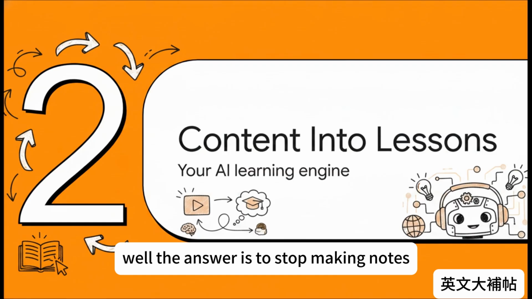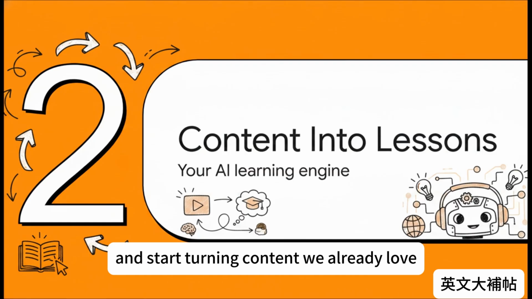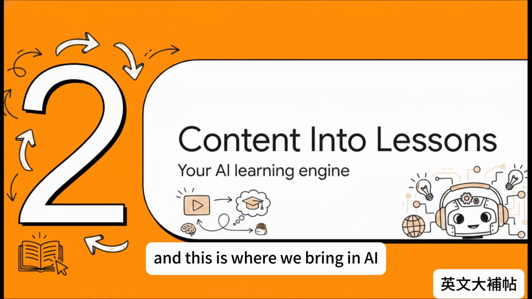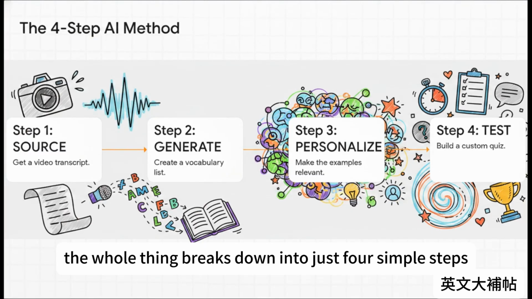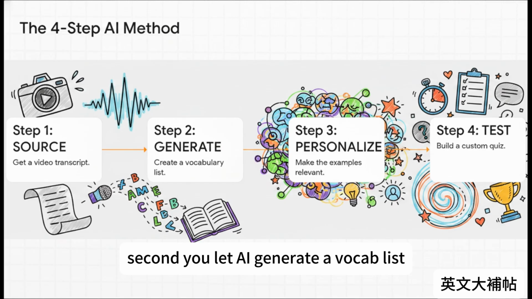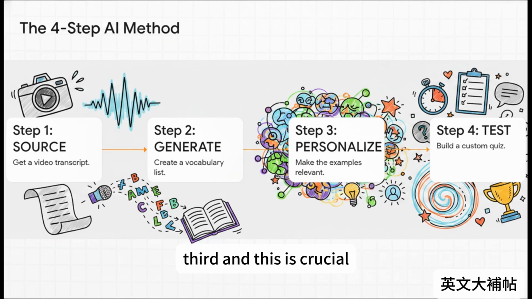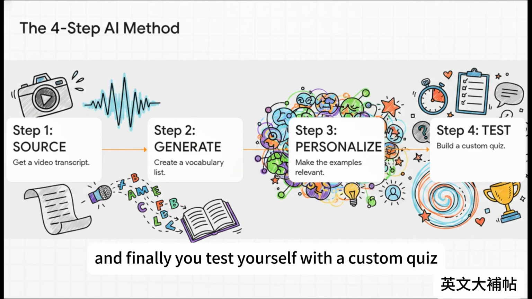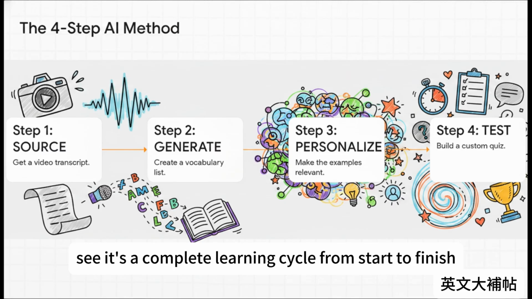Well, the answer is to stop making notes and start turning content we already love into custom lessons. And this is where we bring in AI to be your own personal, super smart learning engine. The whole thing breaks down into just 4 simple steps, super easy to remember. First, you source the material from a video you like. Second, you let AI generate a vocab list. Third, and this is crucial, you personalize it so it actually sticks. And finally, you test yourself with a custom quiz. See, it's a complete learning cycle from start to finish.